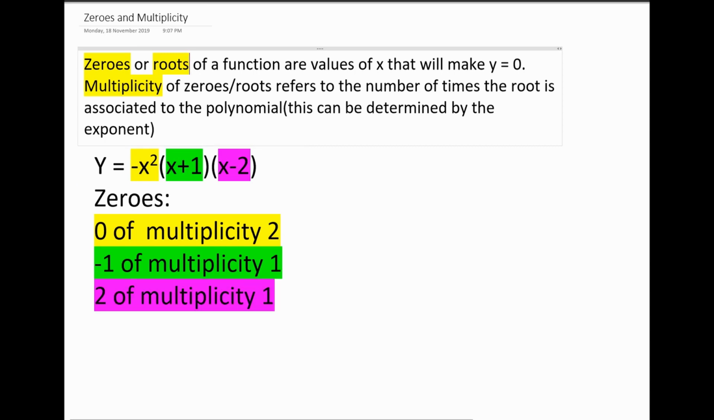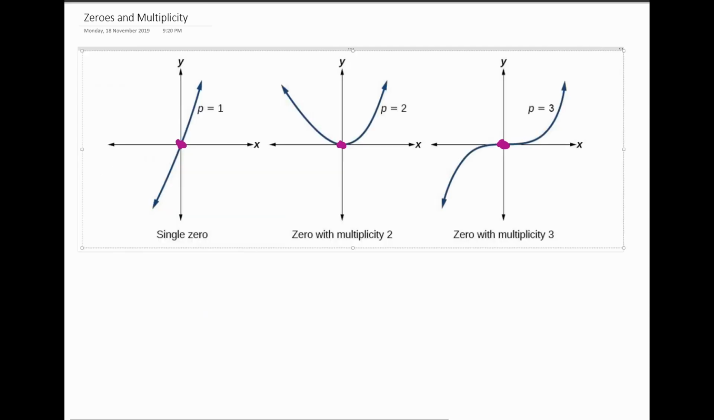The last zero of this function is 2. So if you substitute 2 here, it will result to 0, and the multiplicity is 1. So how do we apply these zeros and multiplicity? These zeros and multiplicity will determine how we will draw, or how the graph will behave with respect to that zero. So for example, in this first drawing, we have a single zero here.